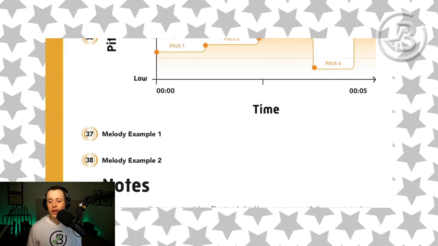Okay, so not a lot of repeated patterns in that melody, and you may have found that melody to not be very pleasing. And you may have found that melody to be, well, a little bit all over the place. Let's listen to 38. Huh, that made a little bit more sense, right? There was more pattern there.